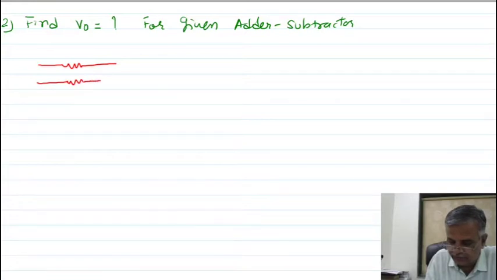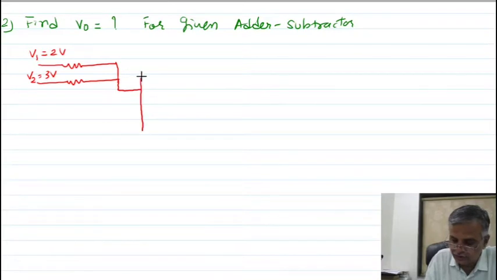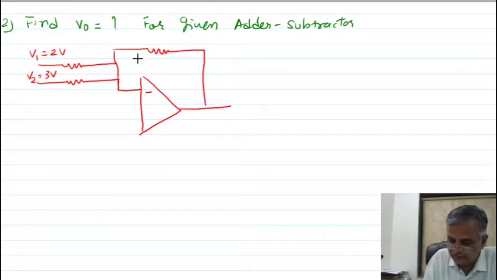Here V1 voltage is given. V1 is 2 volt. V2 we have given 3 volt. This is given to the non-inverting terminal. Here is your feedback resistor RF. RF they have given 50 kilo ohm. This R1 is 40 kilo ohm. R2 is 25 kilo ohm.